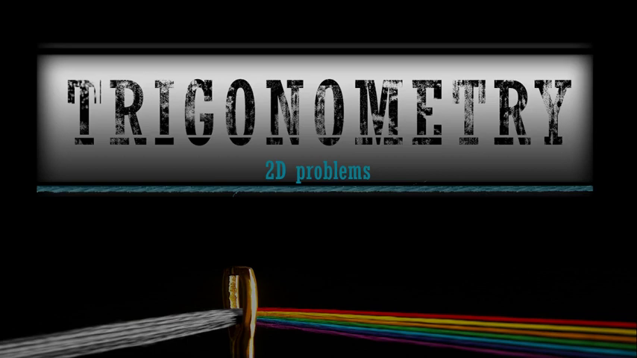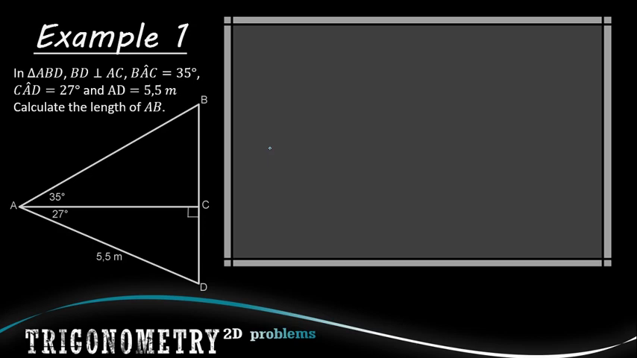In this video, we are going to look at 2D problems in trigonometry. So we're just going to go through a few examples. For example 1, we have in triangle ABD, BD is perpendicular to AC and BAC is equal to 35 degrees. Then CAD is equal to 27 degrees and AD is 5,5 meters. So calculate the length of AB.